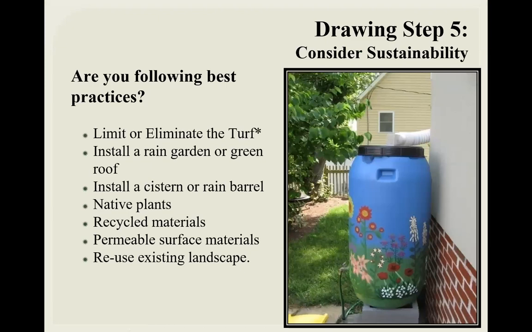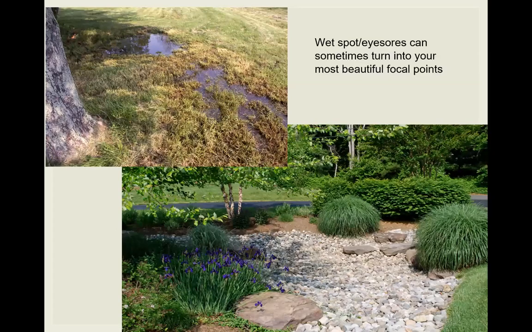The fifth step is to consider sustainability and how you can work in sustainable features. Can you reuse existing landscape material? Can you eliminate turf? Can you install a cistern or a rain barrel to recycle rainwater? Can you replace non-natives with native plants? Maybe not all at once, but one at a time, three at a time, okay? Can you recycle materials that have been torn up if you're tearing up your driveway? Can you make a stone wall out of it or something like that? There's lots of things you can do.